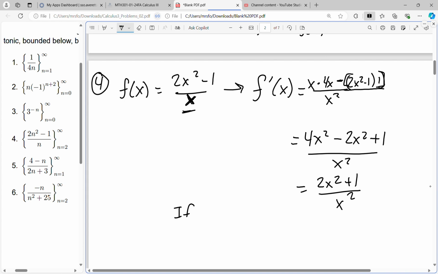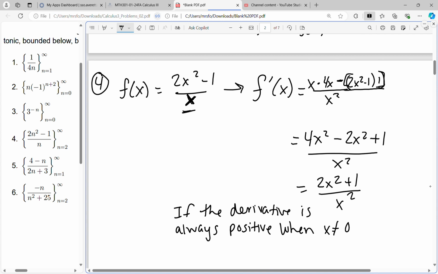If the derivative is always positive, well, when x doesn't equal 0, which in this case it doesn't, because it starts at 2, then that implies that it is increasing, which implies that it is monotonic.